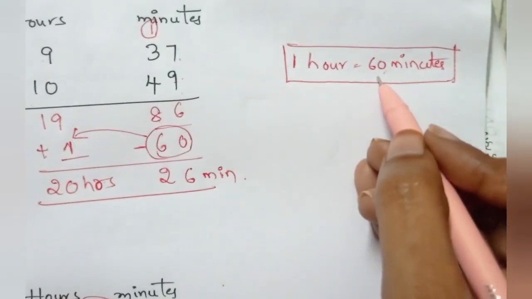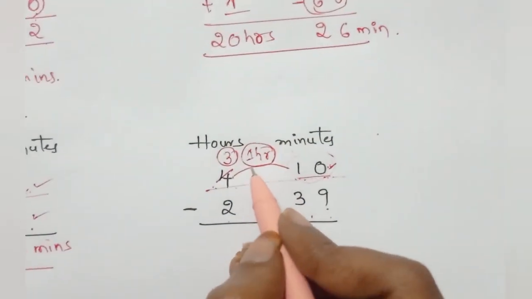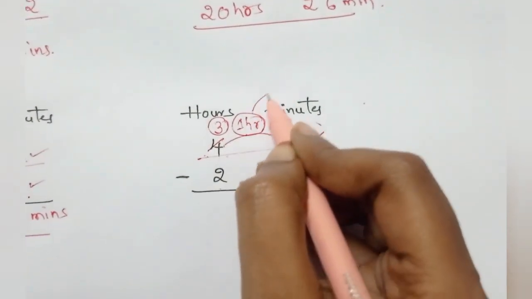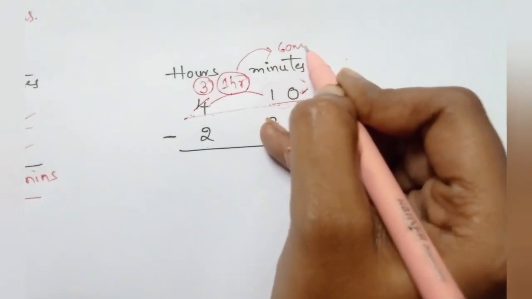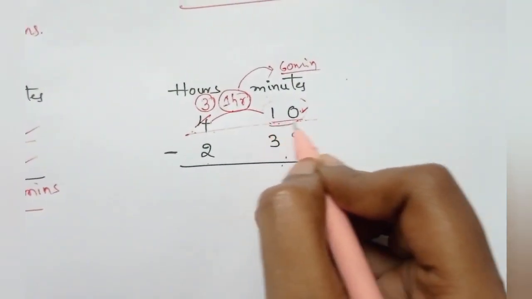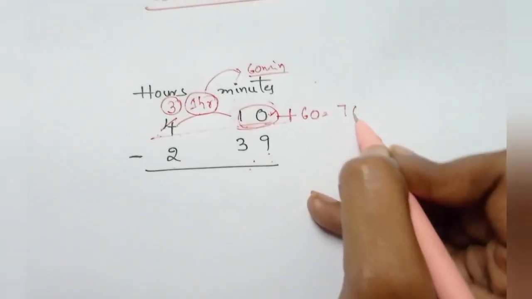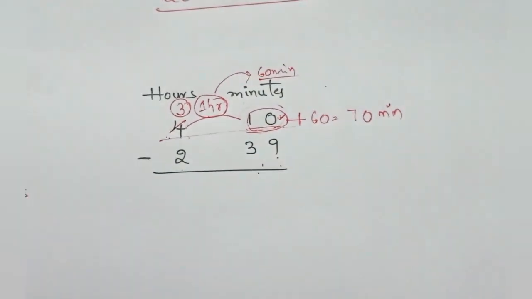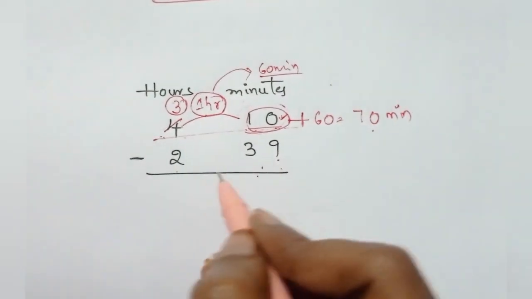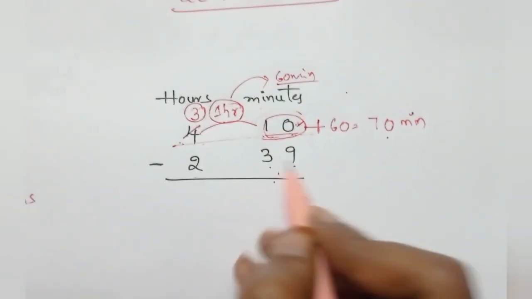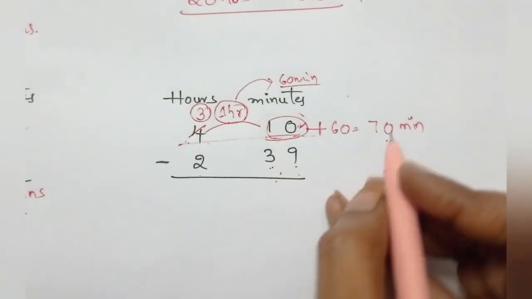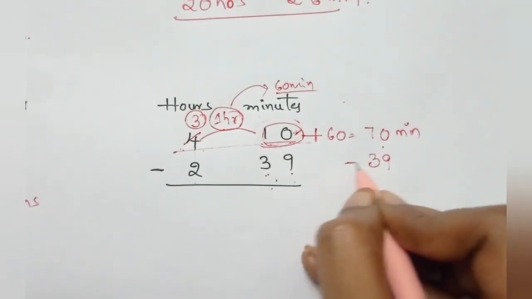1 hour is equal to 60 minutes. That means I am taking 60 minutes here, and this 60 minutes will be added to this 10 minutes, so it becomes 70 minutes. Right? So from 70 minutes I can subtract 39. 70 is greater than 39, so I will subtract 39 from 70.